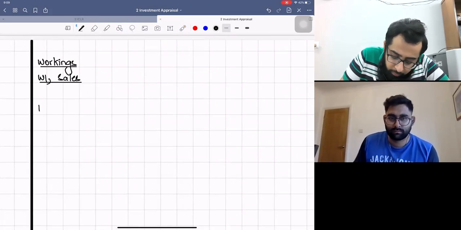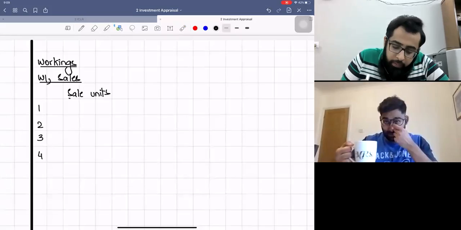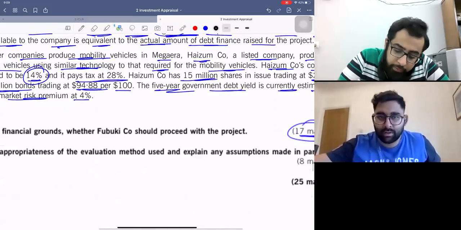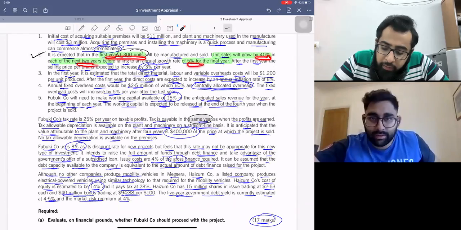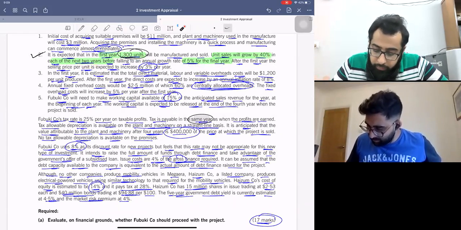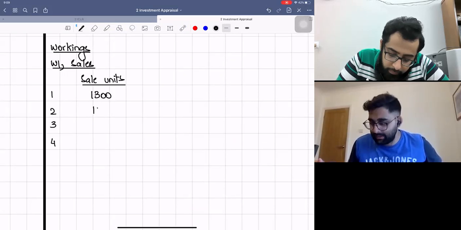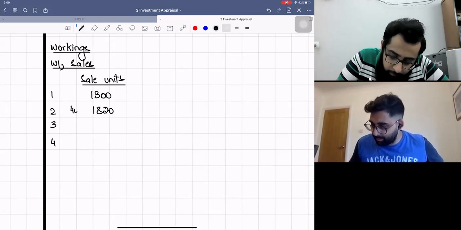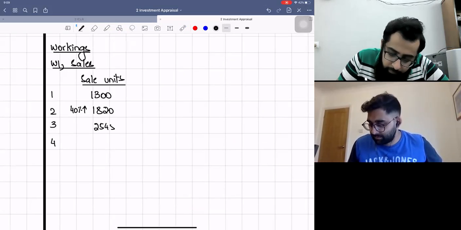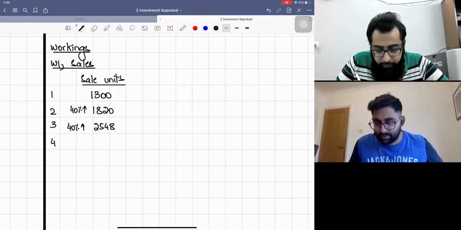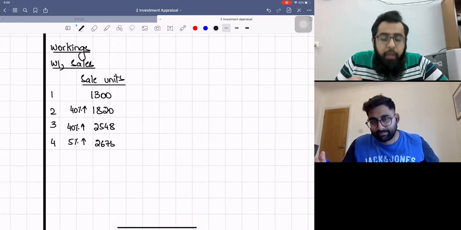Year 1, year 2, year 3, year 4. Sale units. How many units in the first year? 1,300 units in the first year, growing by 40% in each of the next 2 years, and then 5% in the final year. So 1,300 in the first year becomes 1820. Then it grows by another 40%, giving 2548. And then this grows by 5%, giving 2675. So these are my sale units.